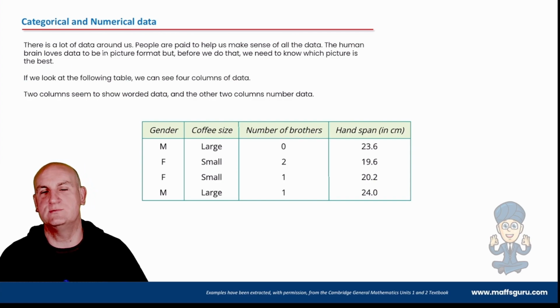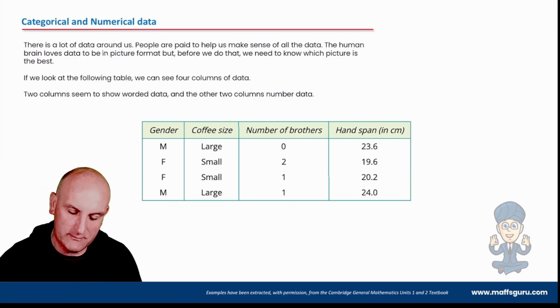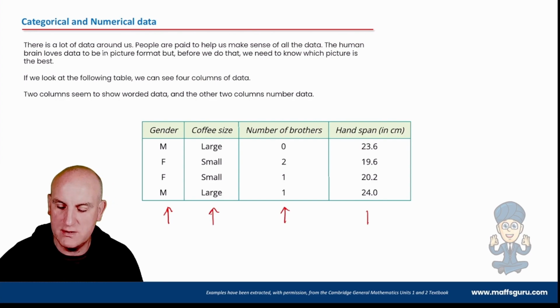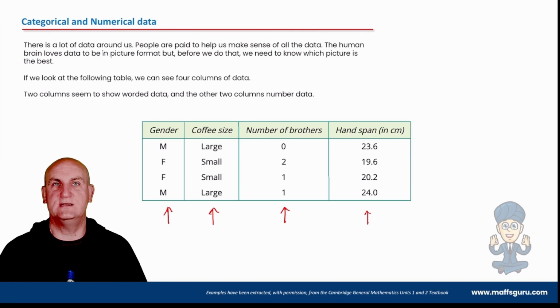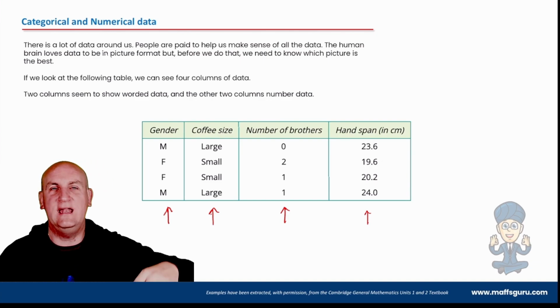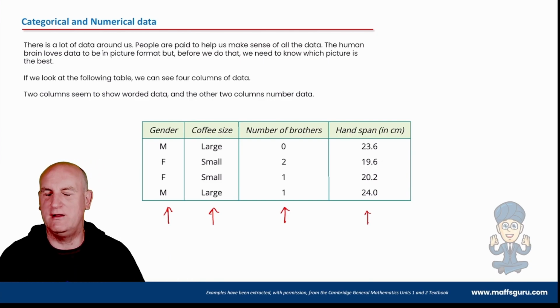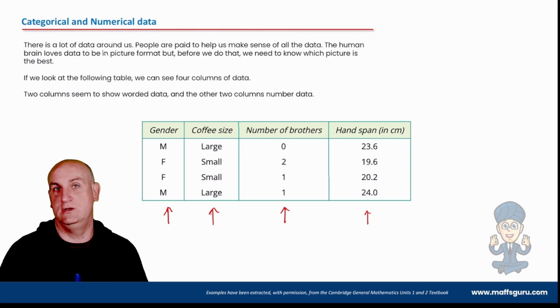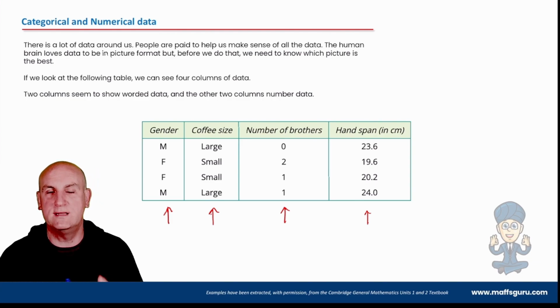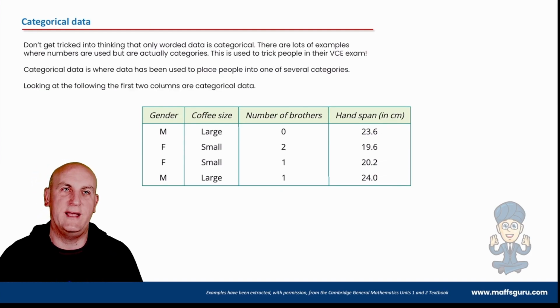All right, but the point of it is, when we look at this data, we notice that some of them have words or letters. Others seem to have numbers. And in previous years, I'd have turned around and said, oh, guys, anything with numbers in it is numerical, anything with words in it is categorical, and undoubtedly most of my students would have done very poorly in trick questions. But we can see for now, there are 4 columns of data. Yes, there's gender, coffee size, number of brothers, and hand span.